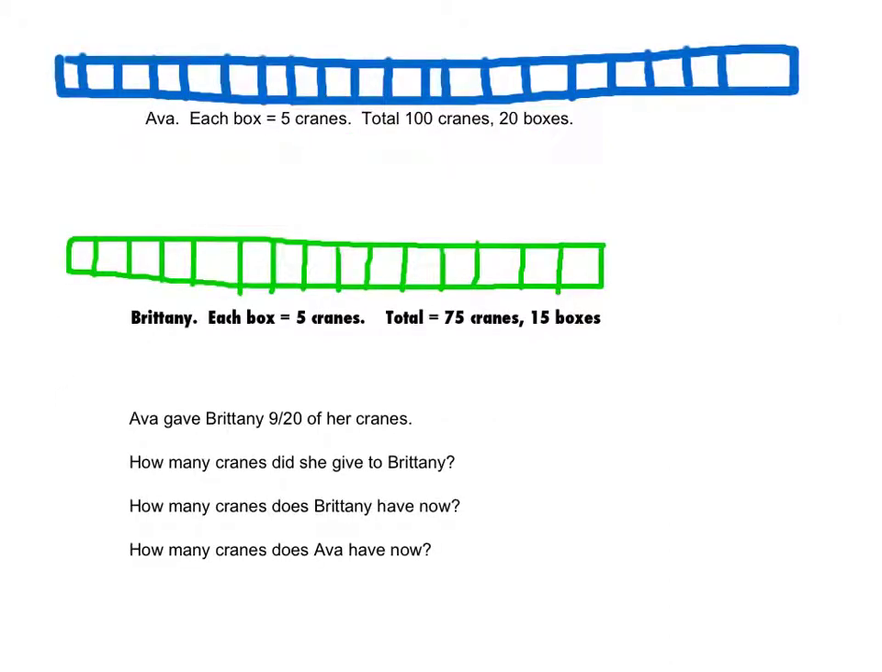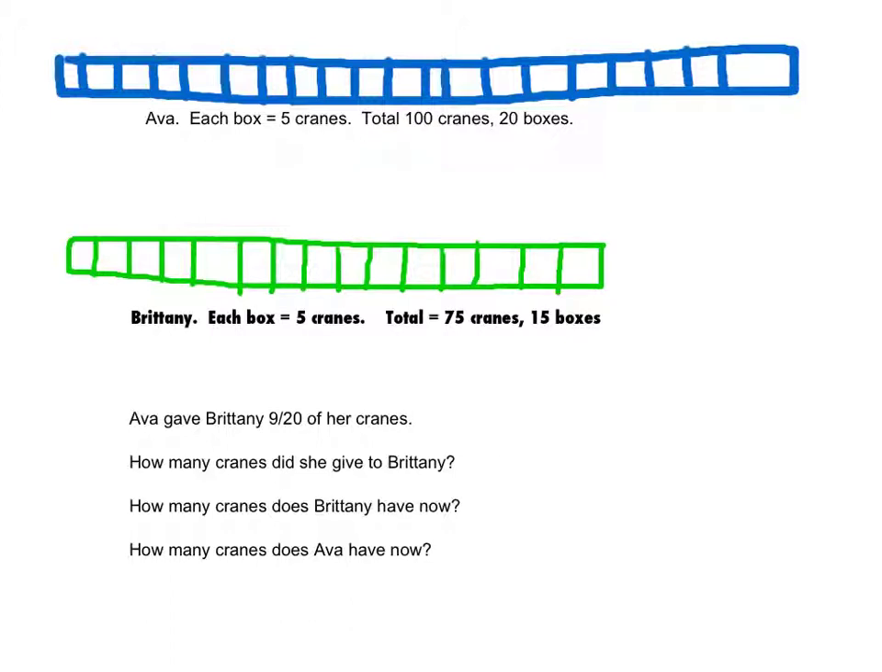At the top of this page, you will notice a series of boxes. Each box represents 5 cranes. Ava made a total of 100 cranes, so 100 divided by 5 means that we have 20 boxes. Below Ava's boxes, you will notice we have another series of boxes. These are representing the cranes that Brittany made. Brittany made 75 cranes. Since each box is 5 cranes, 75 divided by 5 means that we have 15 boxes.